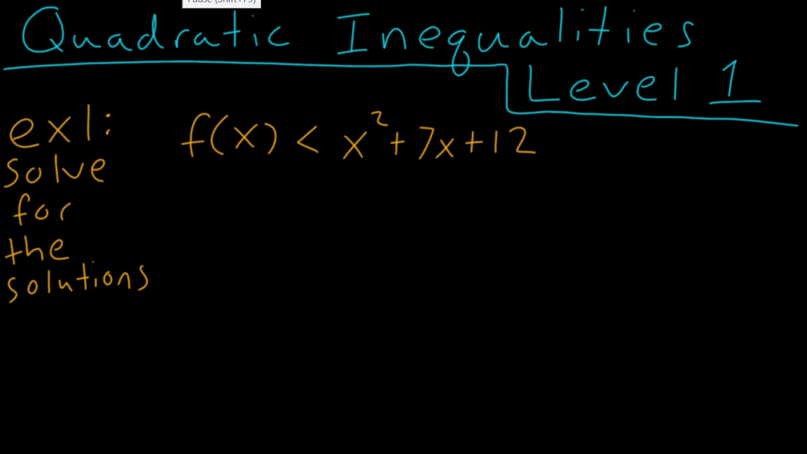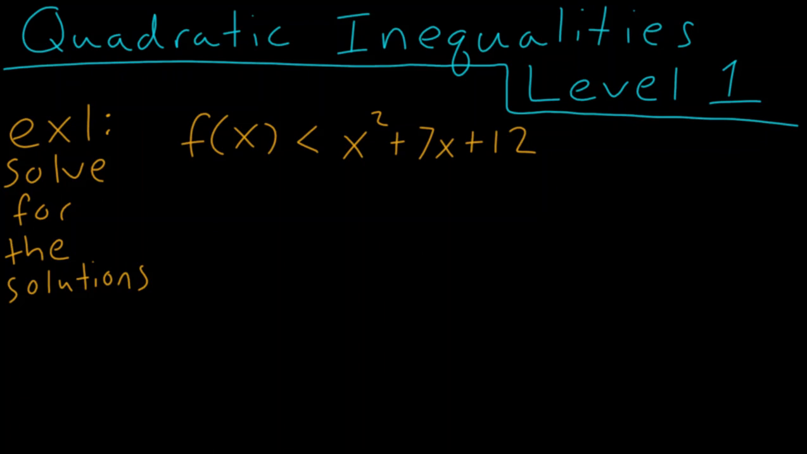Alright, and welcome to Quadratic Inequalities Level 1. Now, in example 1 it says solve for the solutions to the following quadratic inequality. f of x is less than x squared plus 7x plus 12. Now we're going to solve these very similarly to a quadratic equation, where we have an equal sign, and the differences really just come in at the end.